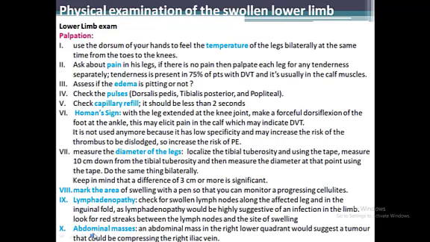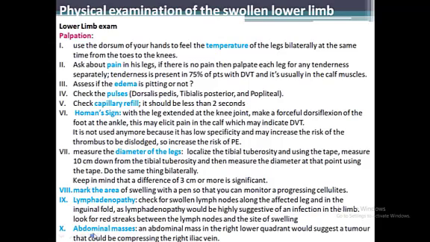Then we move to the palpation. First, we use the dorsum of our hands to feel the temperature of the legs bilaterally, and at the same time we start from the toes and move upward till the knee, and we compare the temperature between both legs of the patient. Then we ask the patient if he has a pain in his legs. Then we palpate each leg for any tenderness.